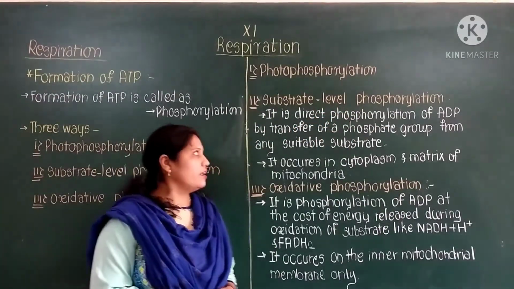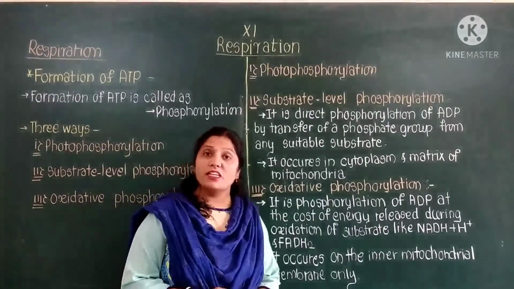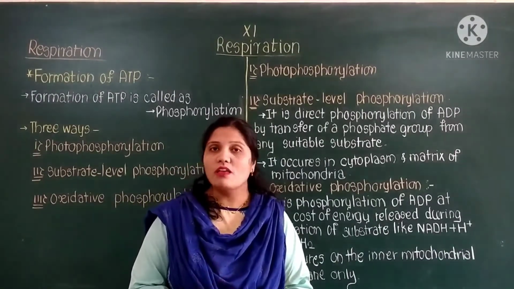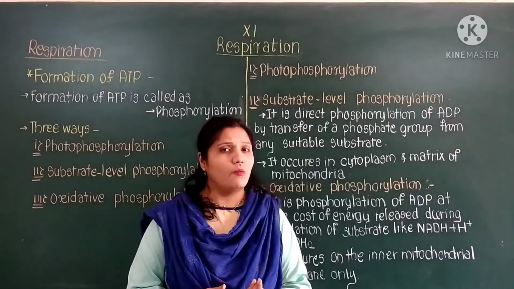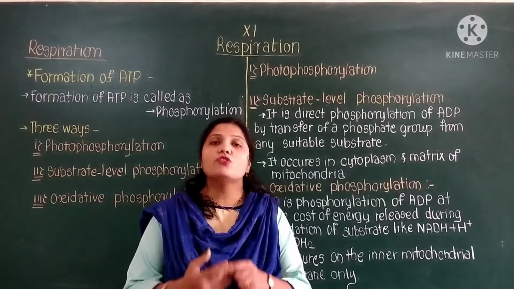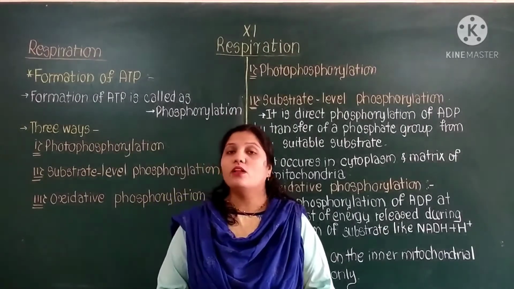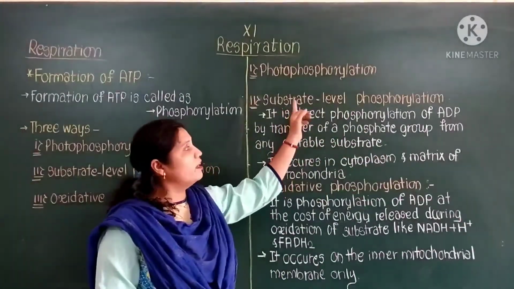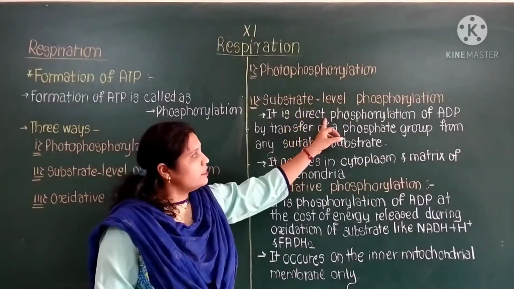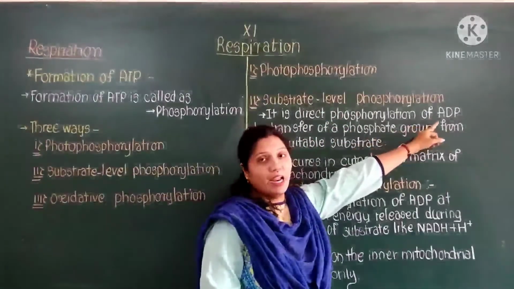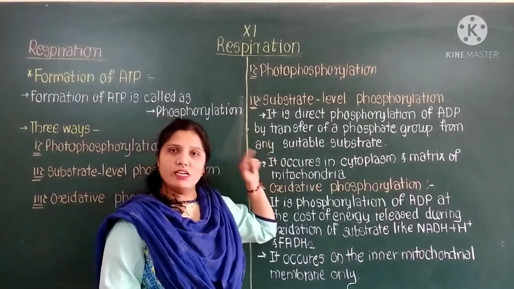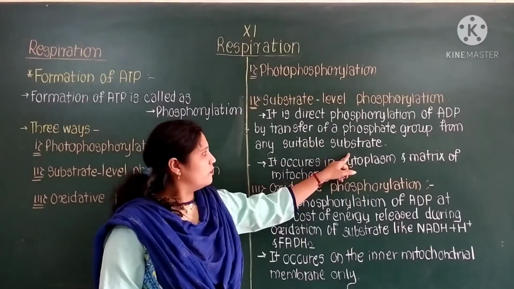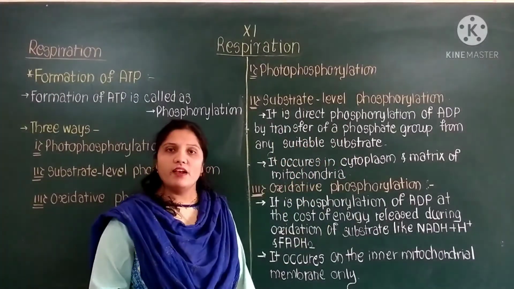Now the next one is known as substrate level phosphorylation. What is the exact thing? We have already seen about the respiratory substrate, for example fats, nucleic acids, amino acids, carbohydrates, lipids, oils. All these are known as respiratory substrates. Now here, the phosphorylation which occurs at the substrate level is direct phosphorylation of ADP, adenosine diphosphate, by transfer of a phosphate group from any substrate. So that is known as substrate level phosphorylation.